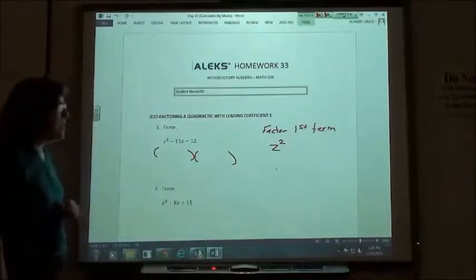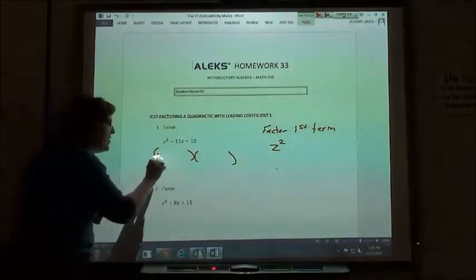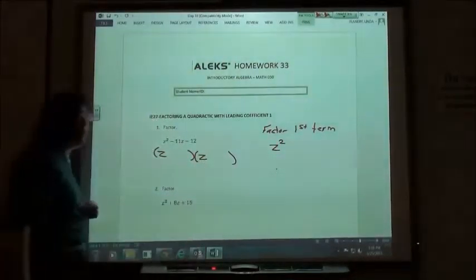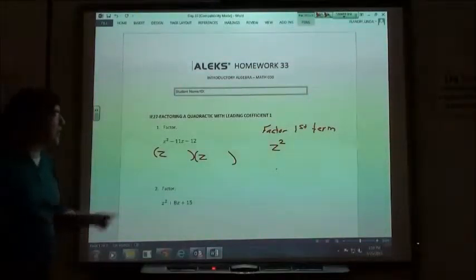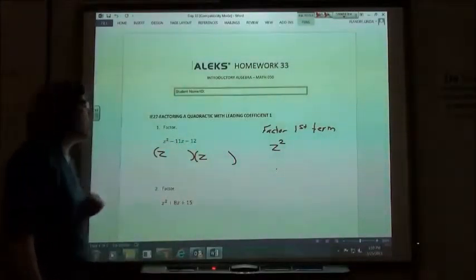What times what gave me a z squared? Well, I would have had to have a z times a z as both of my first terms in order to get z squared. Z times z is z squared.